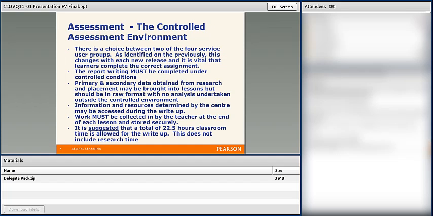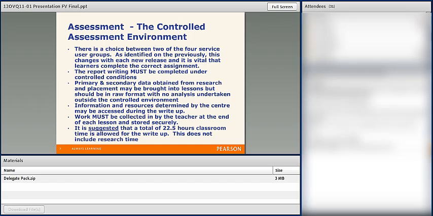And this slide just recaps some of that. There's a choice between 2 of the 4 service user groups, and as I've identified already, you must make sure that you get the correct assignment. The report must be completed under controlled conditions, as I've said. No analysis of primary and secondary data. Information and resources determined by you as a centre may be accessed during the write-up, and this includes the internet.